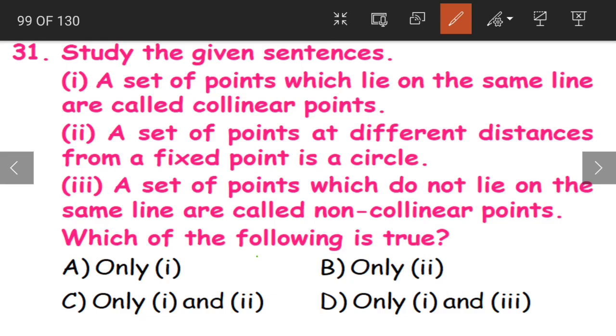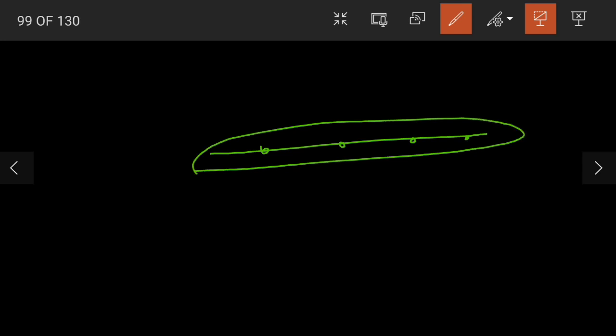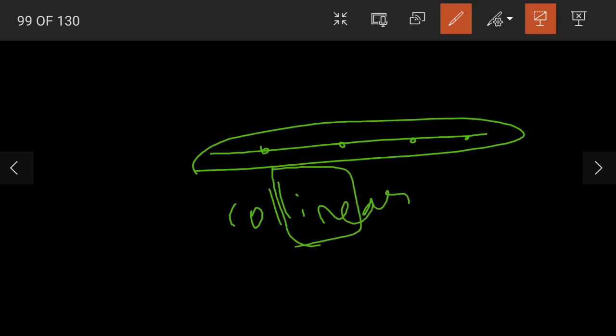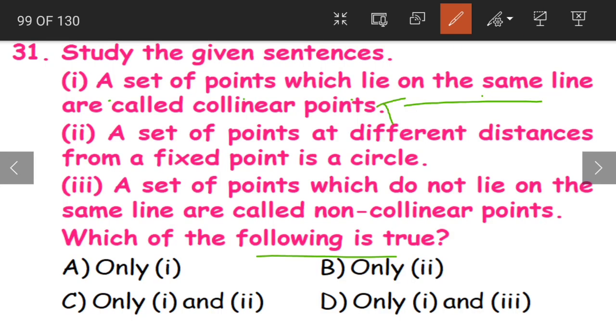Question 31. Study the given sentences. Which of the following is true again? A set of points which lie on the same line are called collinear points. Is this correct, children? Yes, this is correct. If we have a line and a set of points lying on the same line, they are called collinear points. L-I-N-E, line. The word line is there in this term. So statement 1 is true.